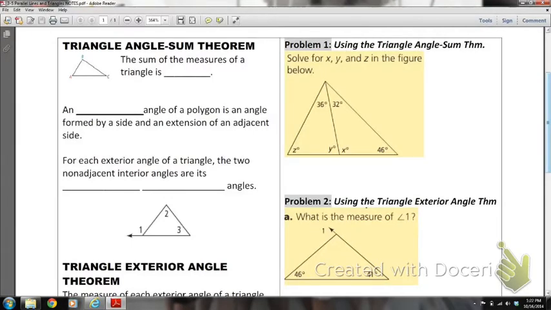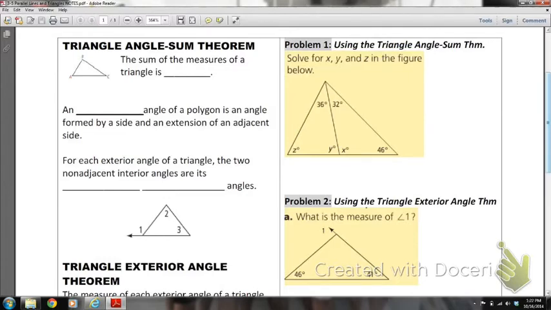In this lesson, we will be talking about parallel lines and triangles. The objectives are to use parallel lines to prove a theorem about triangles and to find the measure of the angles of triangles. So the first theorem that we have is the triangle angle sum theorem.